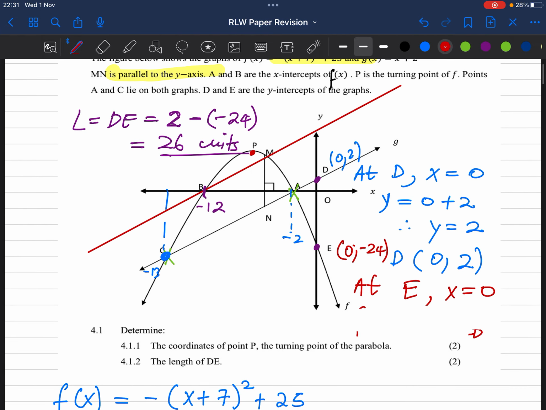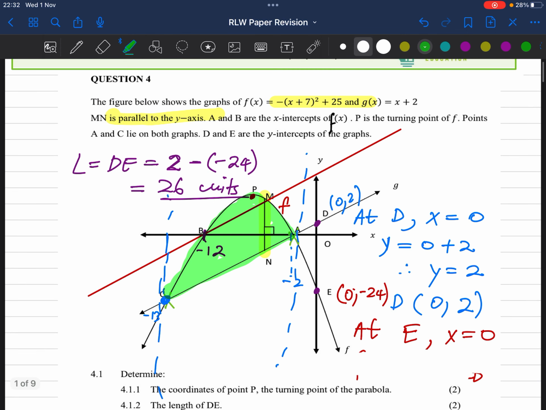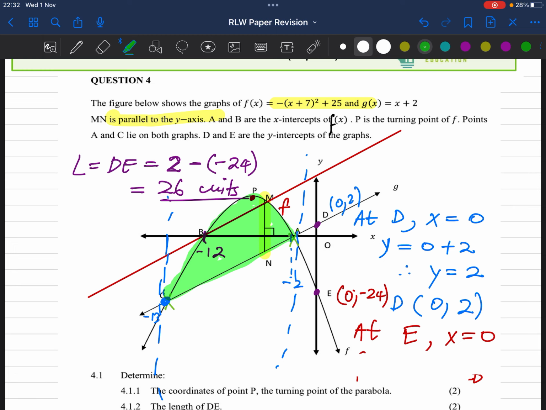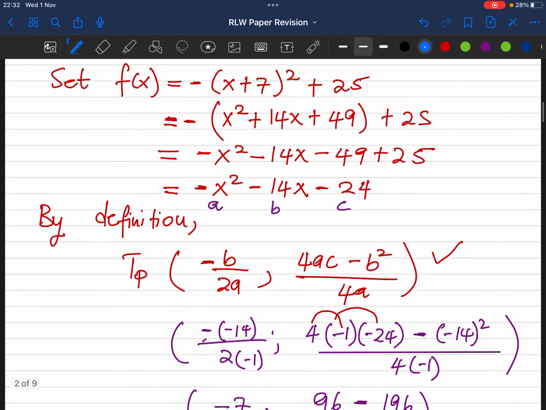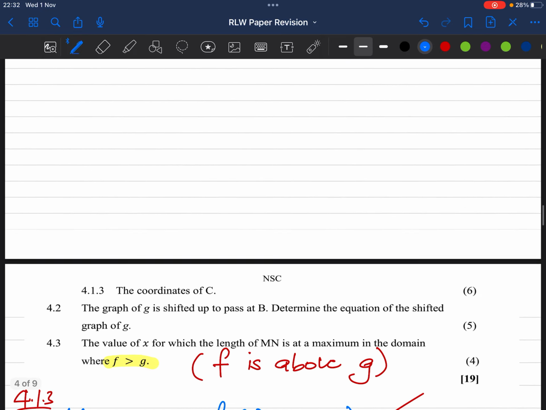If we go back here, we want the length of MN. That will be the above function, which is your f, then your below function is g. So it is just from this point to that point, this region here. That's where f is greater than g. Now let us do it. It's a nice question.